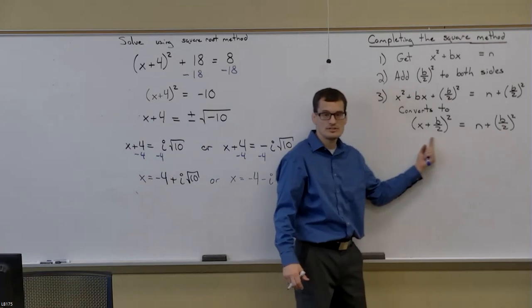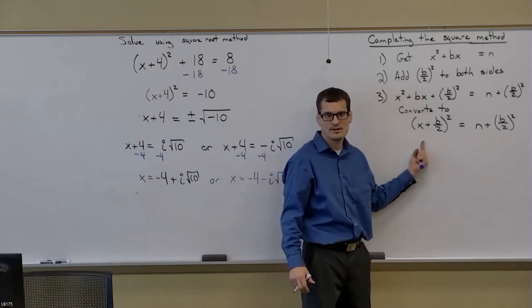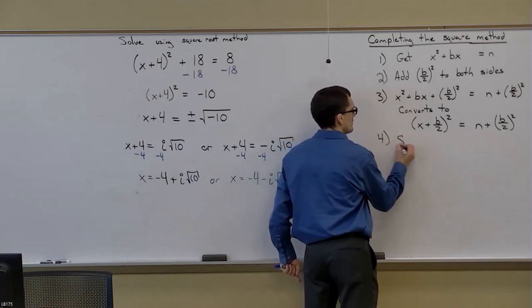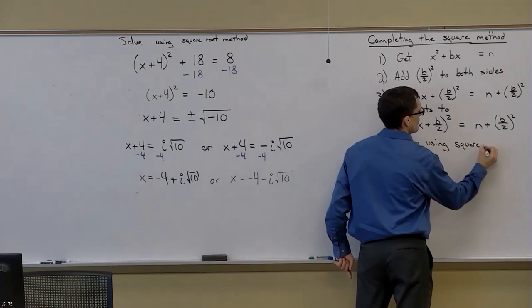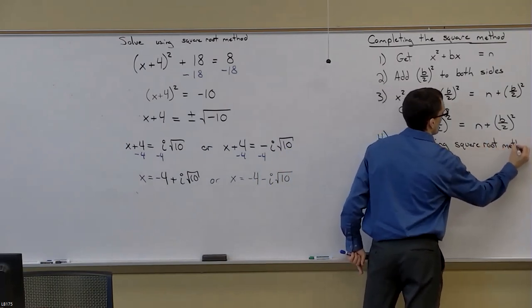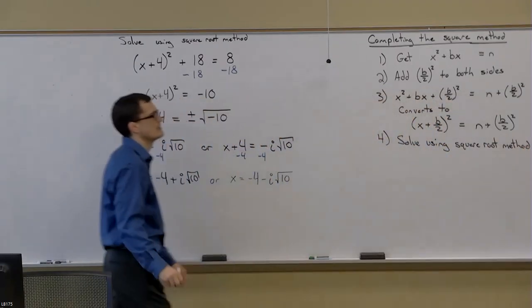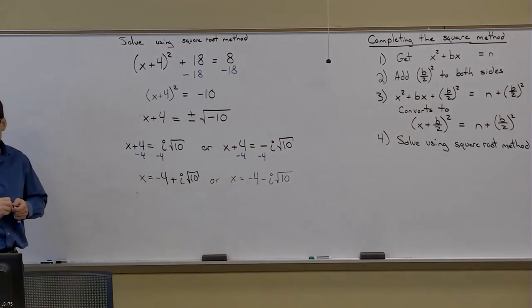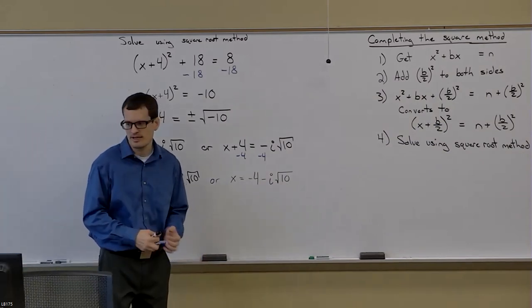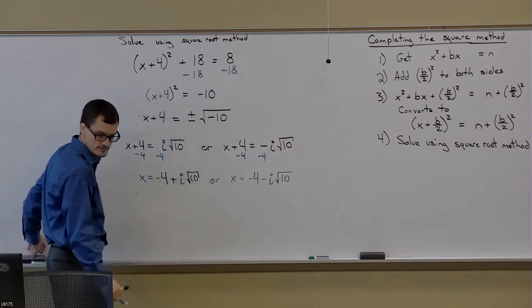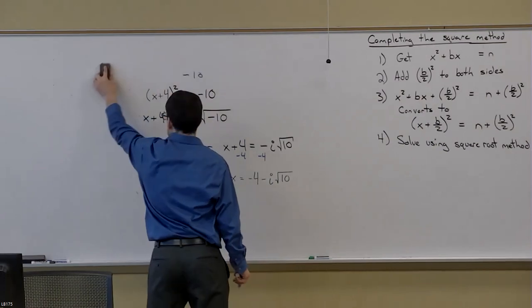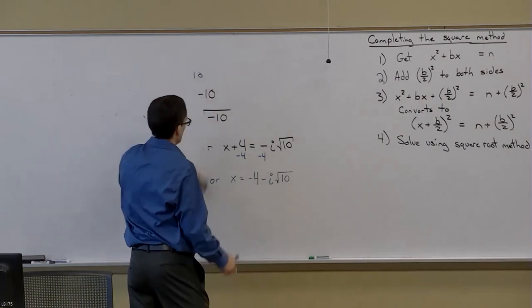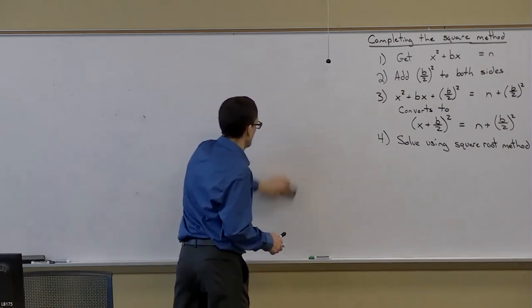And now I can solve using the square root method. Follow that? So in other words, completing the square forces my equation to be in the square root method, and then I just solve using that square root method. Now I'm going to give myself a little more room, but I'll do an example.